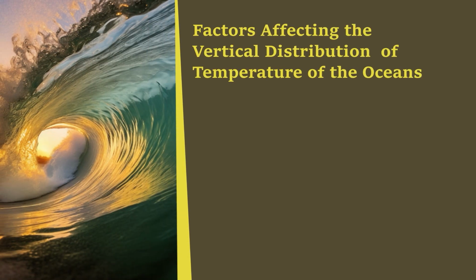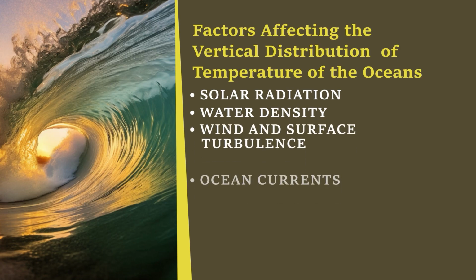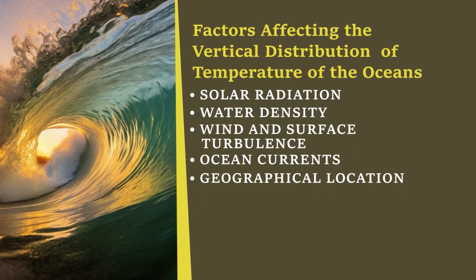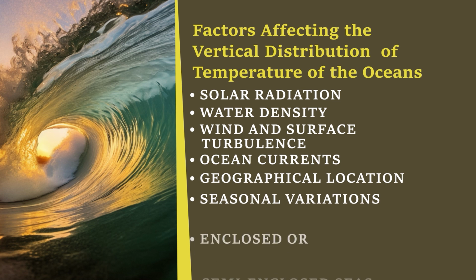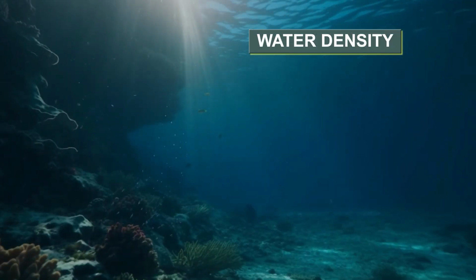Now, what are the factors that affect the vertical distribution of temperature of the ocean? These factors are solar radiation, water density, wind and surface turbulence, ocean currents, geographical locations, seasonal variations, enclosed or semi-enclosed seas. What is water density?